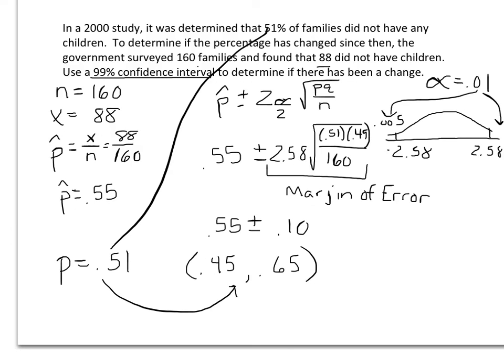51% of families may still be the average. We got 55% in our sample, but the 55% is not far enough away from the 51% to support that there has been a difference.